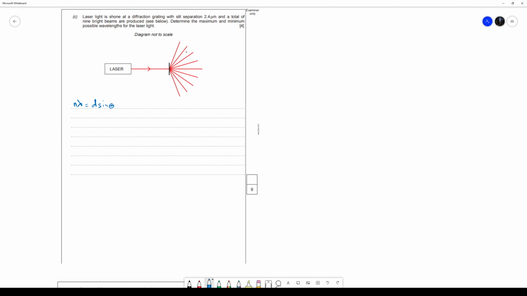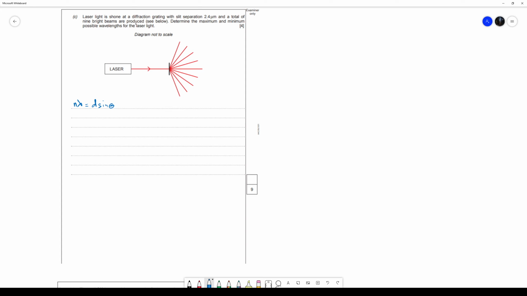Also, diffraction gratings give us single pinpoints of light, not spread out fringes. So we use the exact version of the equation when it's a diffraction grating, not the approximation. The approximation is only good for double slits and single slits. So this is the equation that's going to come into play here.